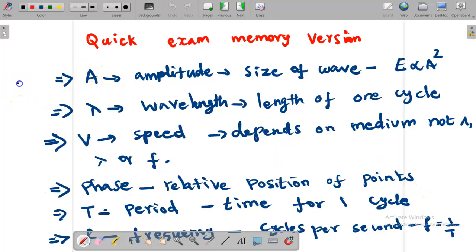The unit of amplitude, meter. Unit of wavelength, meter. Unit of speed, meter per second. Unit of time period, seconds. Unit of frequency, hertz.